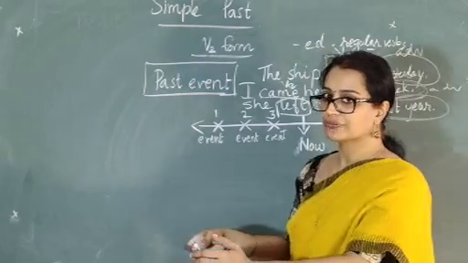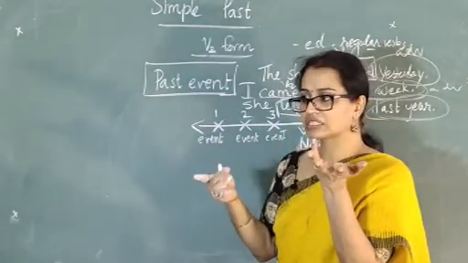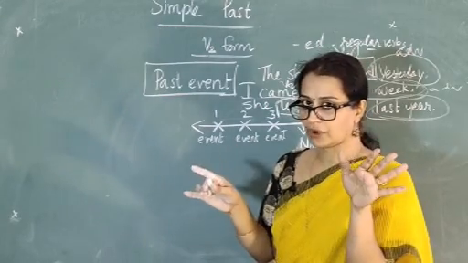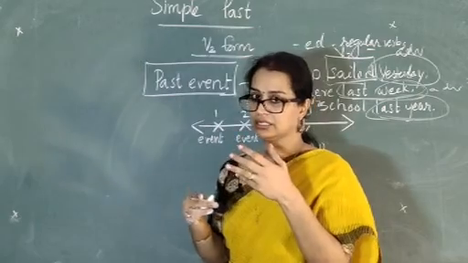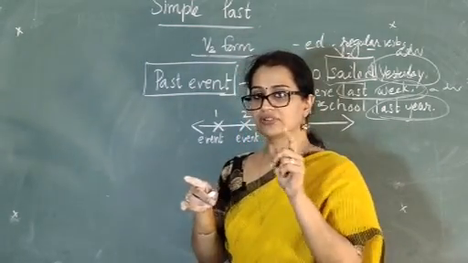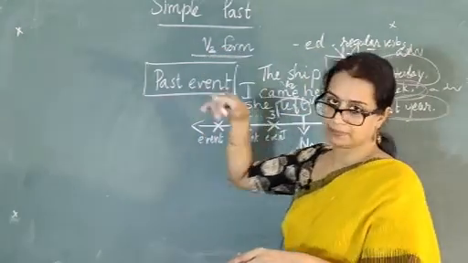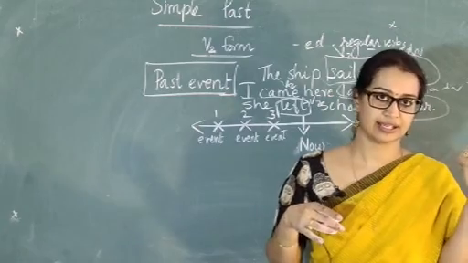V1 is normally used for the root form of the verb, the verb without being transferred or changed into the past or the ing form. The root form, the present form, the beginning form, like work, eat, sleep, all these are the root form, the base form. So we call it V1. V2 is normally the simple past tense, and V3 is the past participle, which we learnt last class.